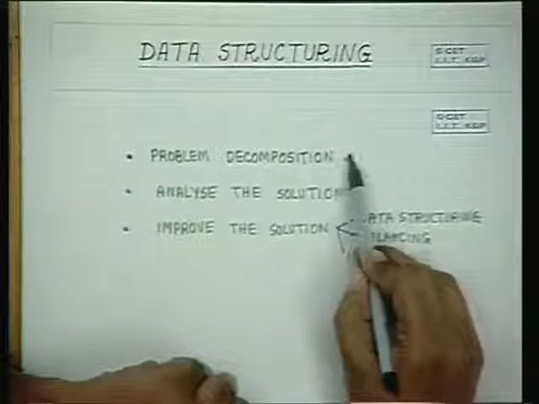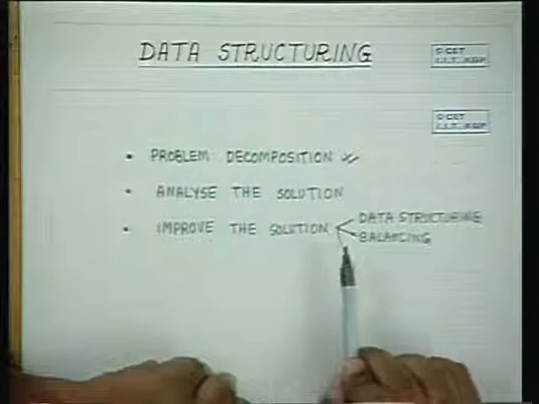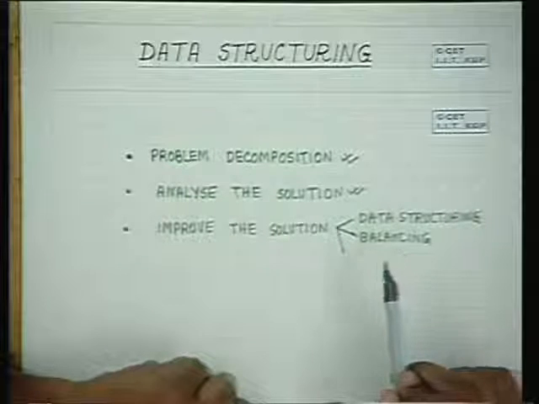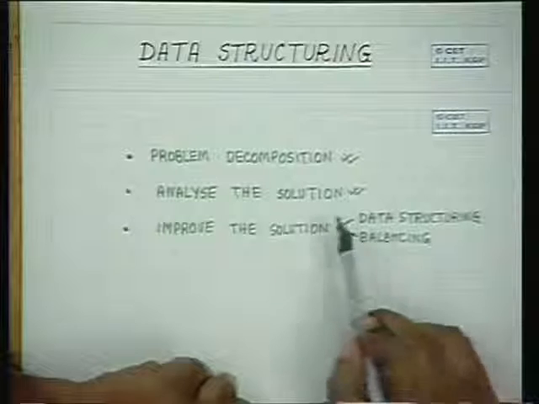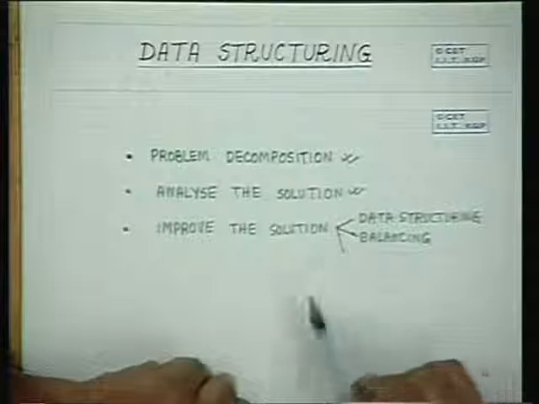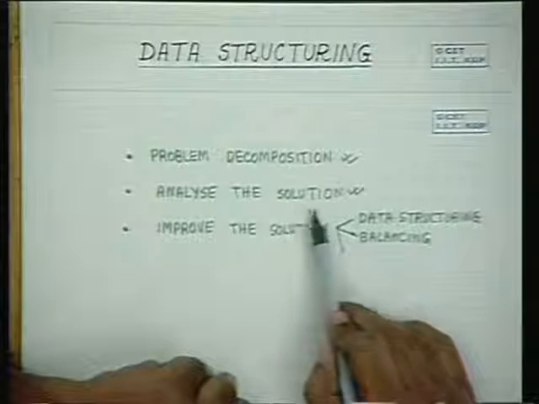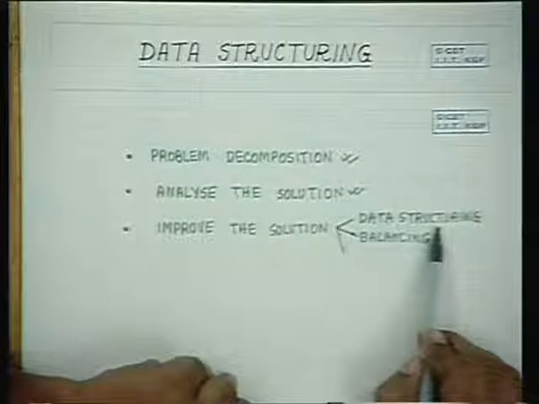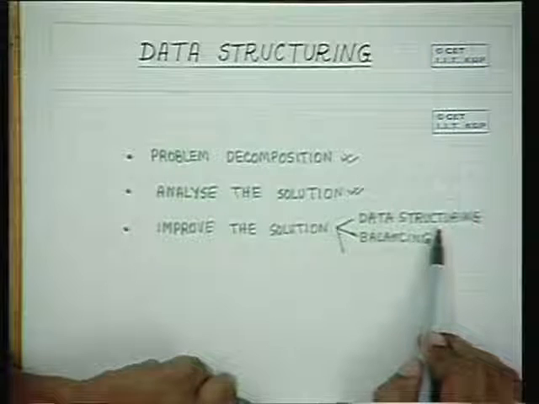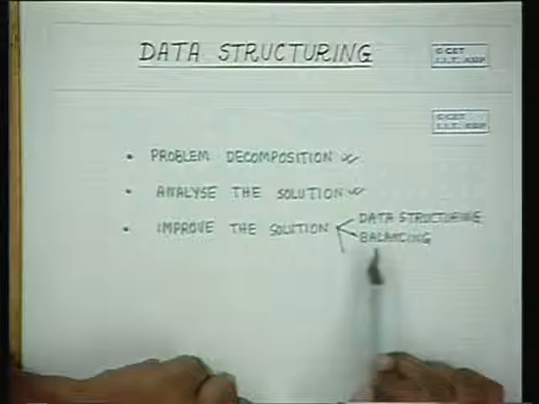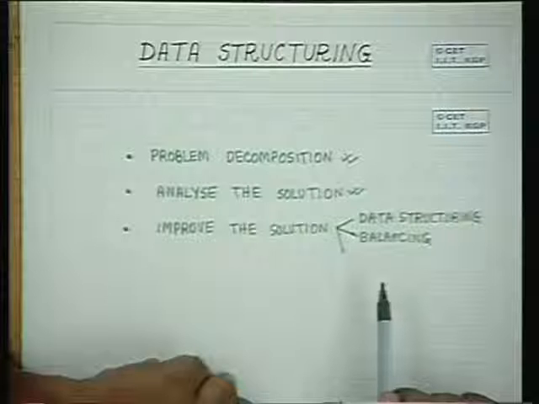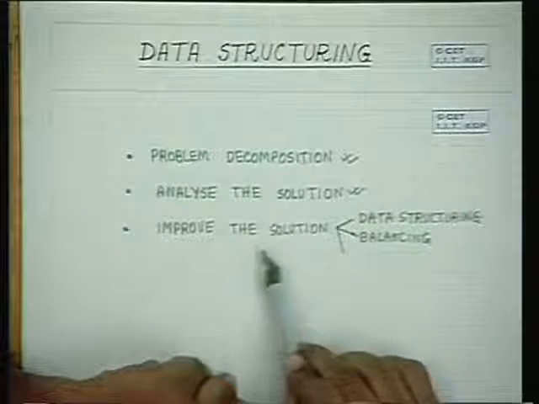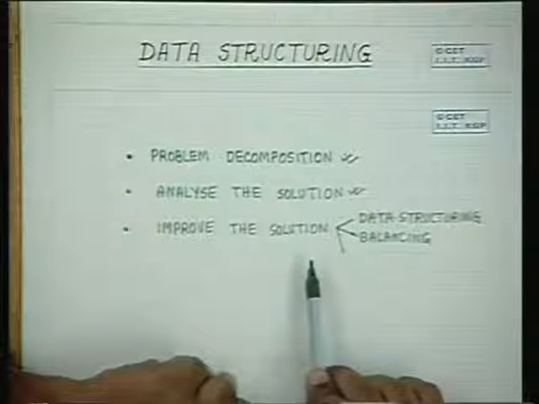So we have just done a bit of problem decomposition. We have seen how to analyze the solutions asymptotically, either by doing a loop analysis in terms of how many loops will be there, or in terms of solving a recurrence equation. The other aspect is the organization, structuring, storage and manipulation of the data elements that we have in a program. And then there are other techniques of improving a solution which we shall come to later on.